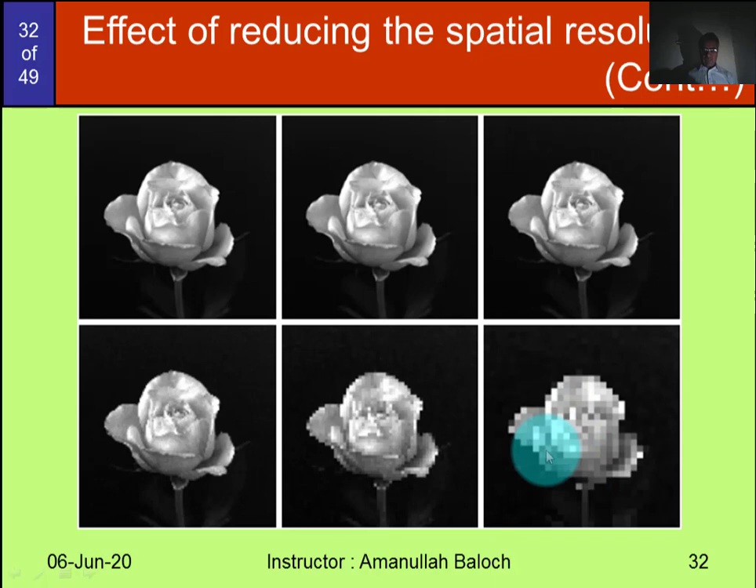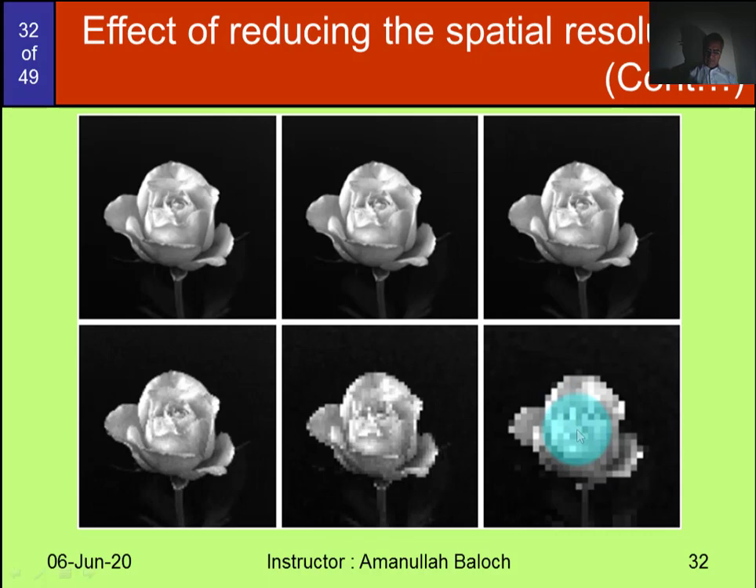You may see that we can convert the 32 by 32 image back into the original size, but we cannot recover the information which we have lost. The size of the image can be recovered, but the information cannot be recovered. This is the effect of sampling.